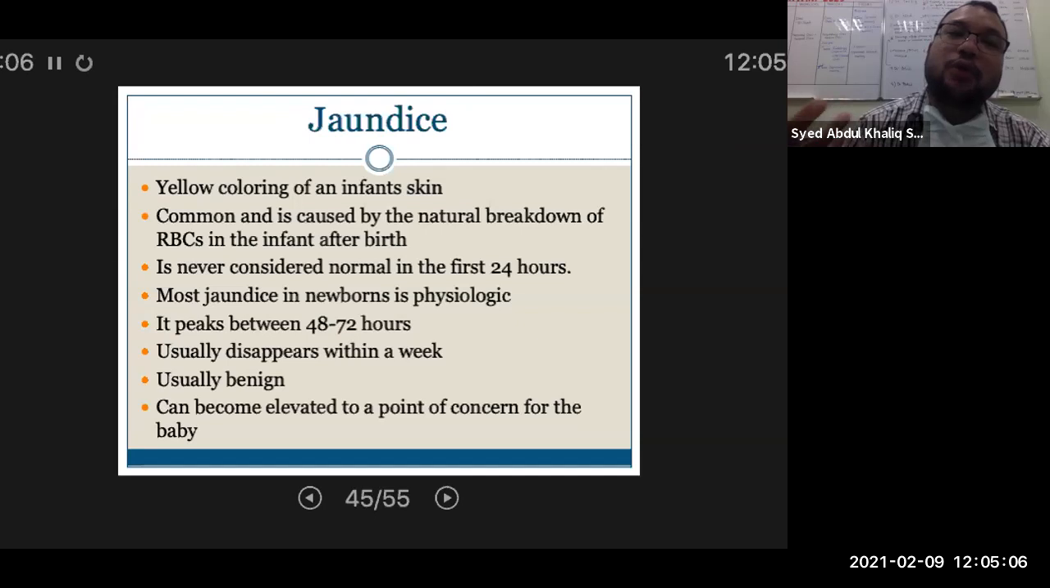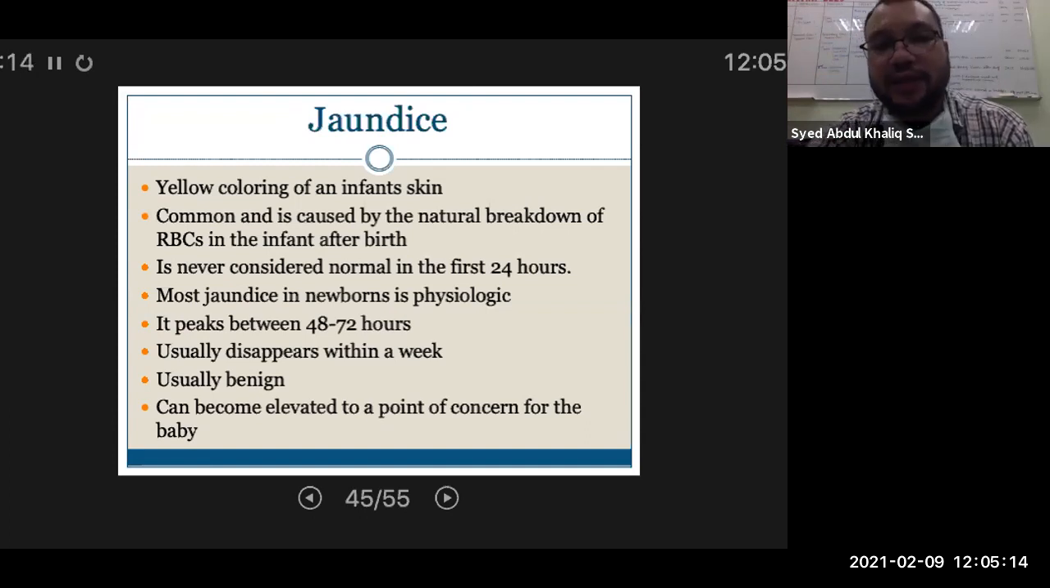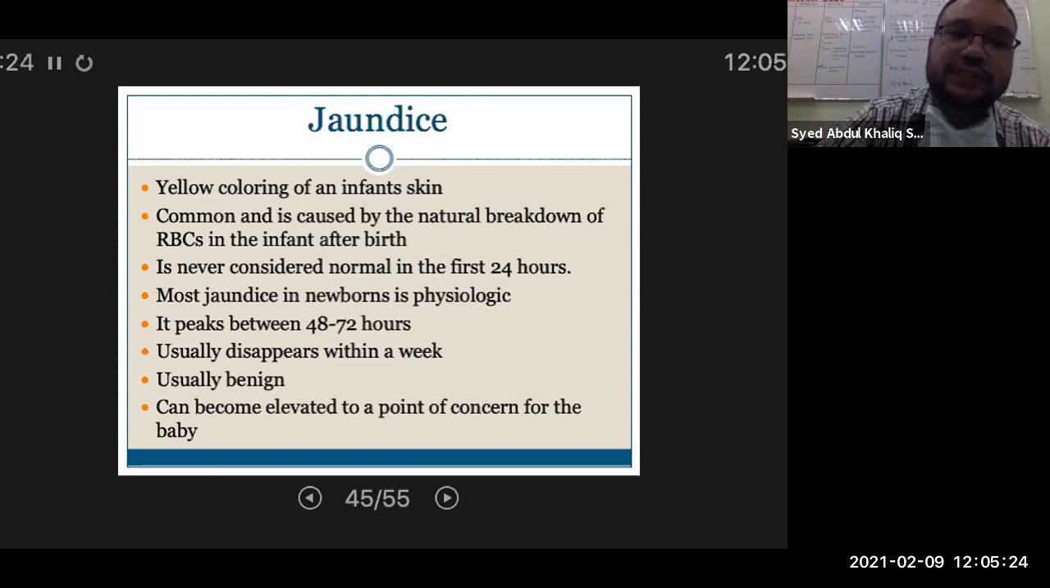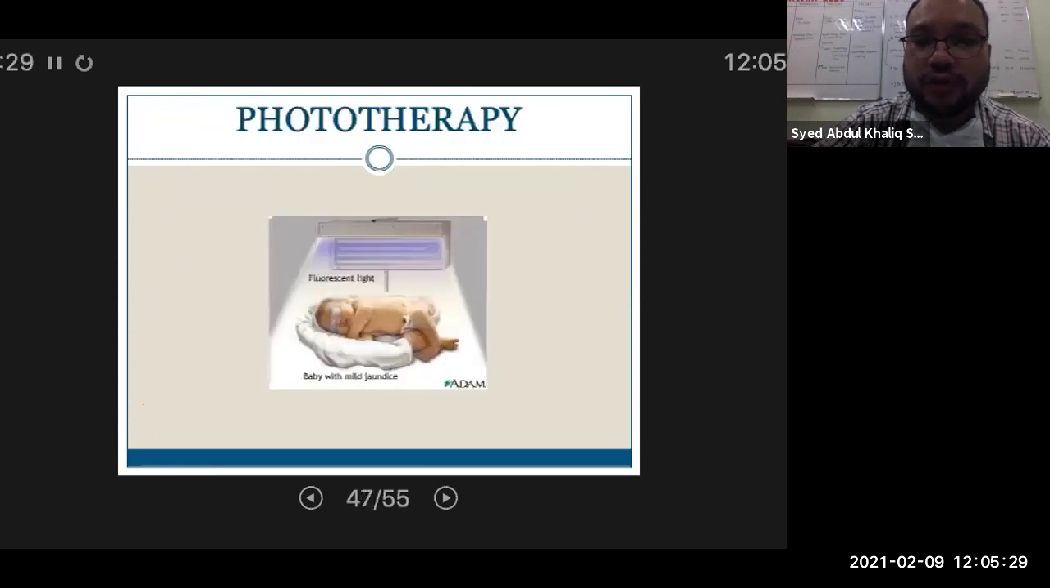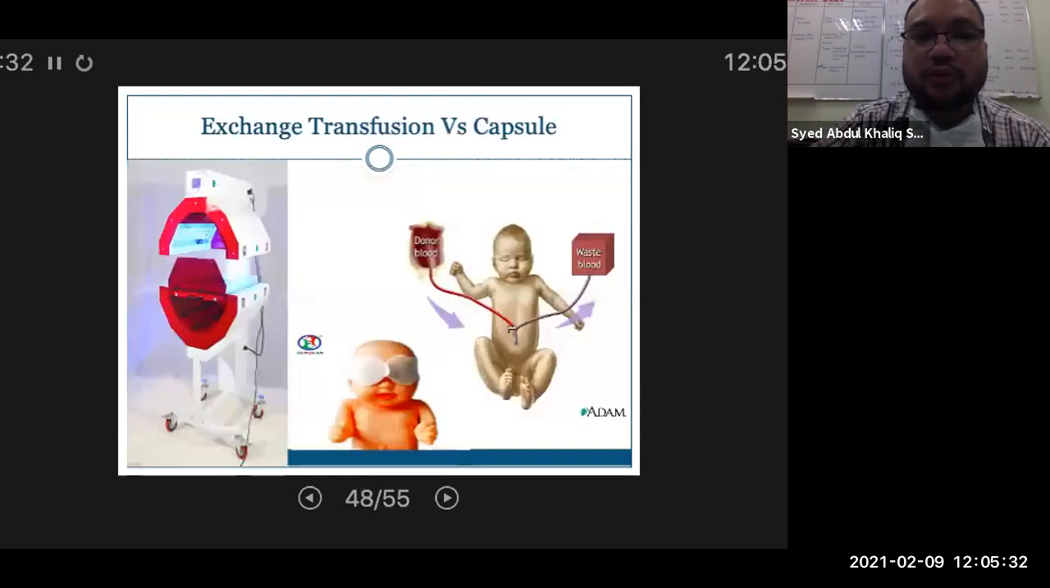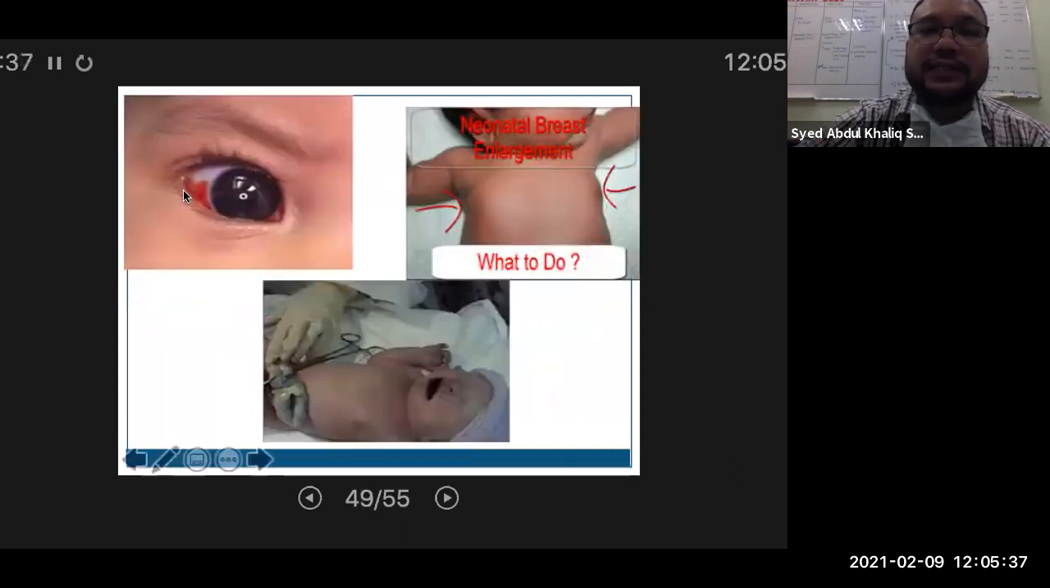What is jaundice? Jaundice is the yellow discoloration of the skin. This is common because babies have HbF, and HbF has a shorter lifespan compared to normal RBC. I think we should discuss what is physiological jaundice and what is pathological jaundice. And this is the nomogram for phototherapy. I think we've discussed phototherapy before, and exchange transfusion also. And if you look at the eye, this is subconjunctival hemorrhage, which is normal as well.